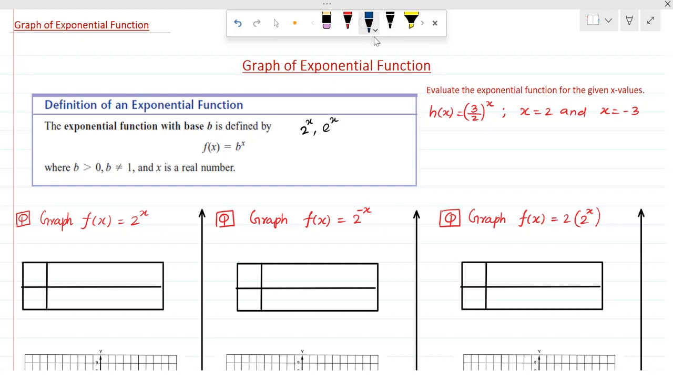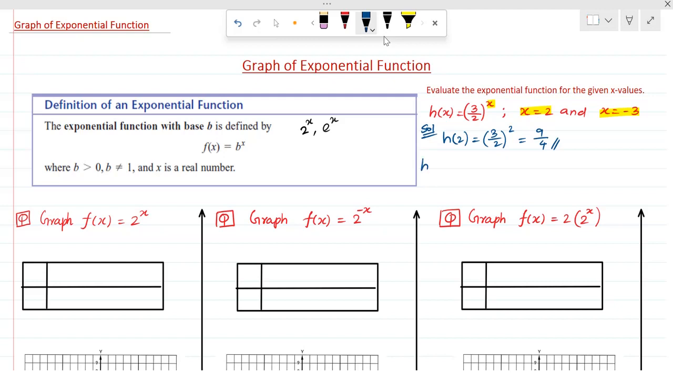First, the problem: evaluate the exponential function for the given value of x. I have to replace the x value here and simplify. So we will have two values of x. I will do it one by one here. Solution: first I replace h as x equals 2 in the h. So you will get (3 over 2) to the power 2. When you apply the power, you have to apply it to the numerator and denominator. You will get 9 over 4. So this is the first one.